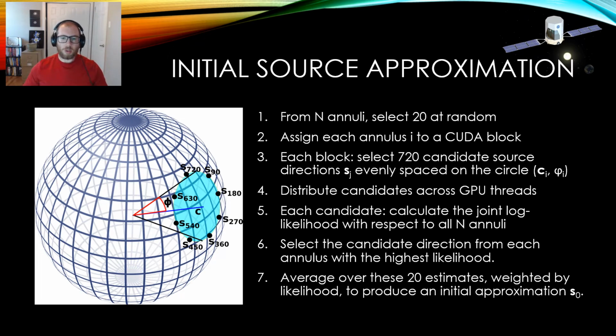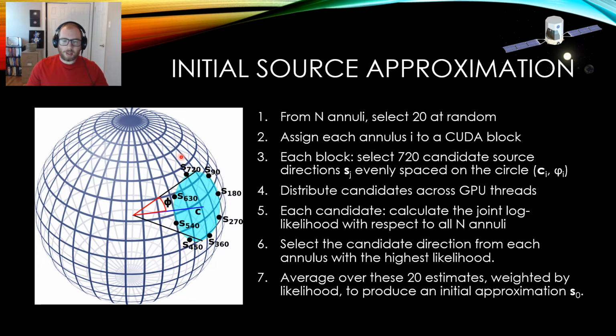technique. The way we do this is from n annuli that have been reconstructed, we select 20 at random, and we assign each annulus I from those 20 to a CUDA block. Now, for each block, which has an annulus, we select 720 candidate source directions evenly spaced on the circle described by the annulus. So here we show the circle described by a single annulus, and we pick 720 source directions, all evenly spaced around that circle, so spaced half a degree apart.